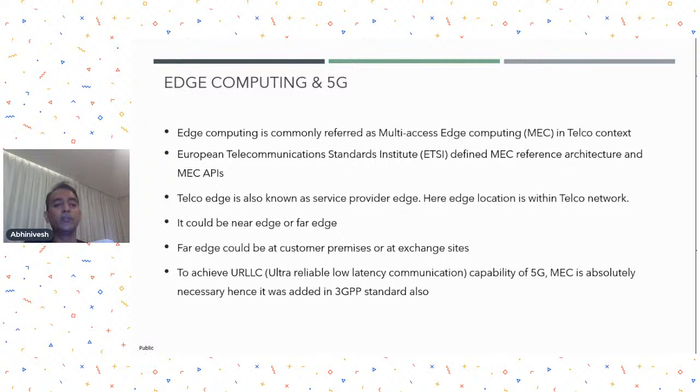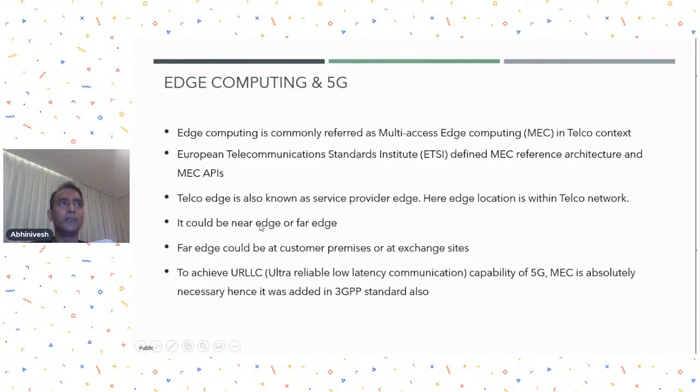Now, where edge could be present, it could be at the near edge or far edge. And there are so many types of edge. If you try reading it, you will hear at least 20 different types of edge: near edge, far edge, thin edge, thick edge, device edge, user edge. I mean, it's like anything and then the word edge is added, right? So it's very confusing, right? But for simplicity, let's just focus on two types of edge: near edge and far edge.